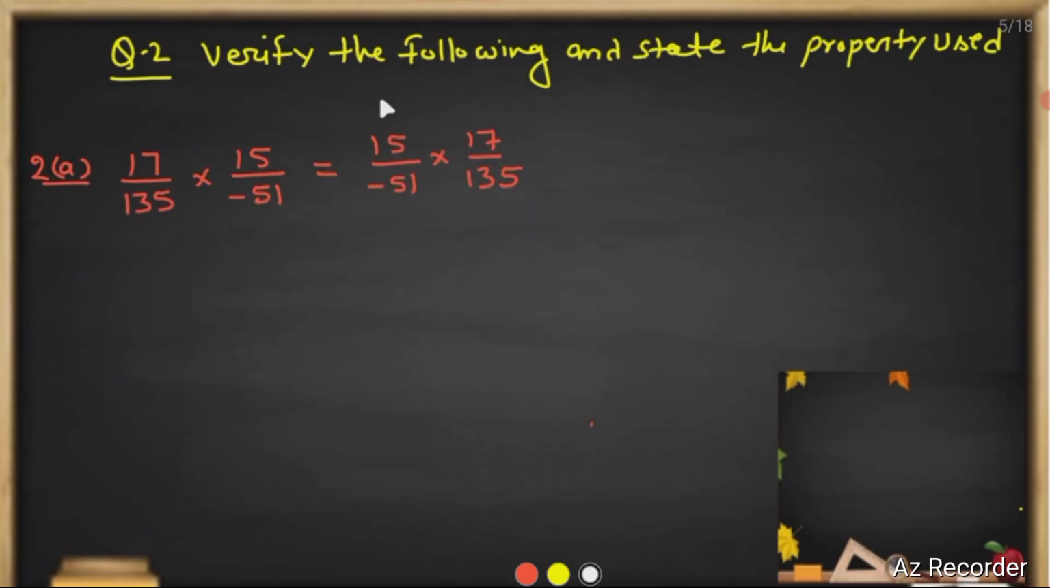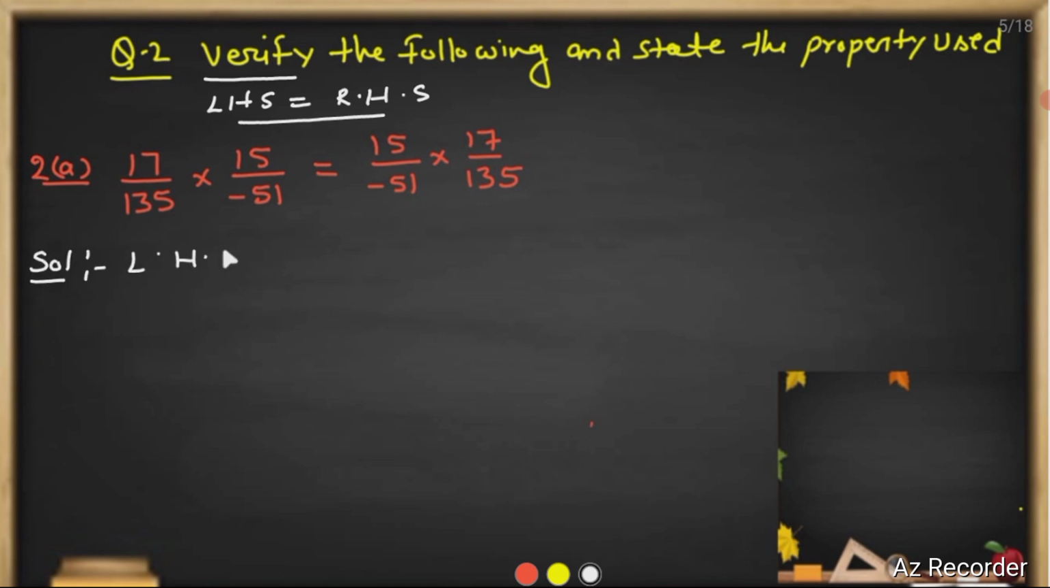Question number 2 is: verify the following statement. What is the meaning of verify? The meaning is that if the left hand side is equal to the right hand side, then we can say that the statement is verified. So here this is the left hand side and this is the right hand side. So first, my dear students, I'll take the left hand side for the solution.